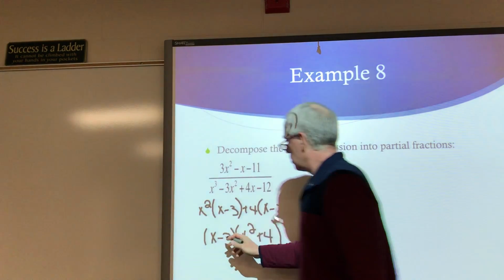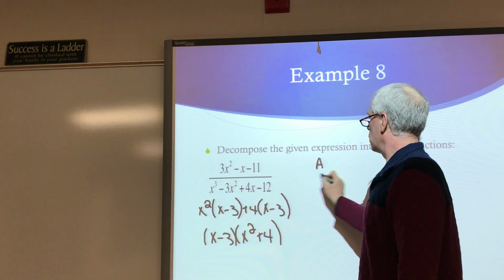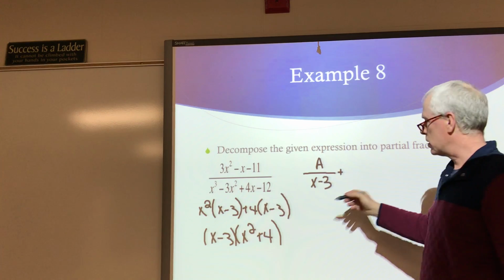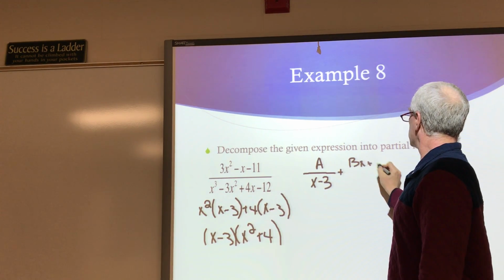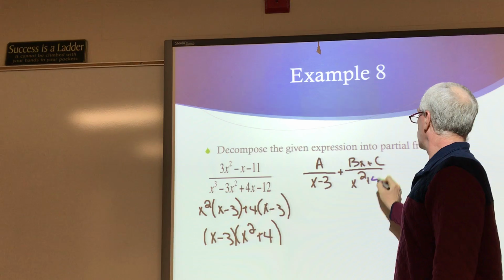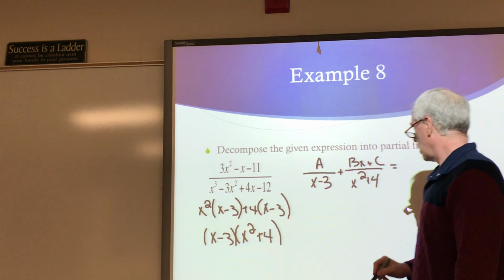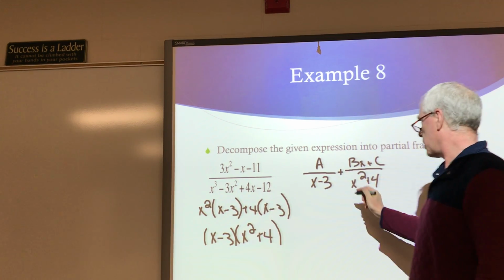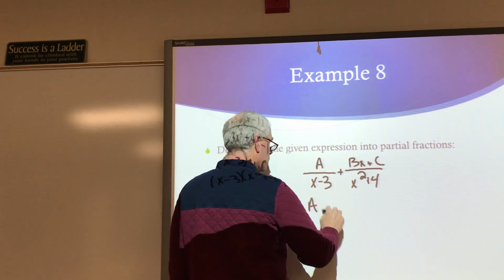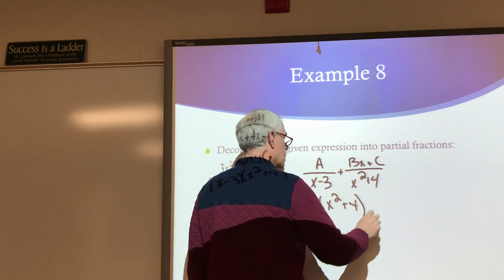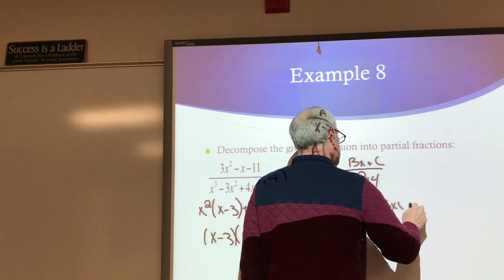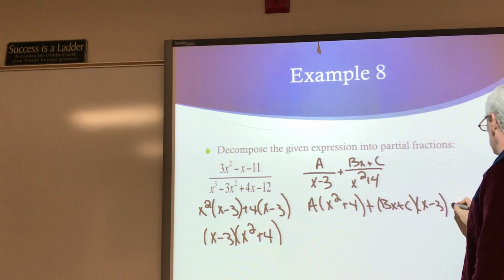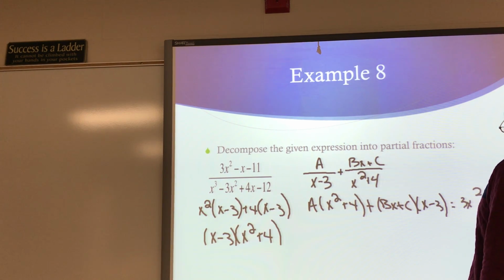So that linear term, I'm going to need an A over that x minus 3. But because this one's quadratic, I need that something x plus something. So I need Bx plus C over x squared plus 4. And that's supposed to equal that numerator over there. Okay? Ultimately, I'll just leave the equal sign out. So when I get my common denominator, A has to be multiplied by x squared plus 4, and Bx plus C has to be multiplied by x minus 3. And that's supposed to equal 3x squared minus x minus 11.